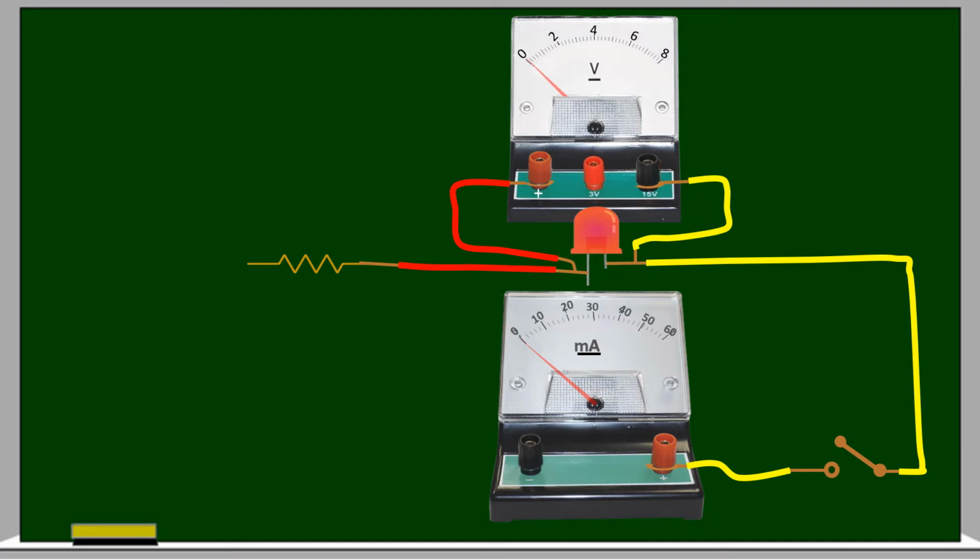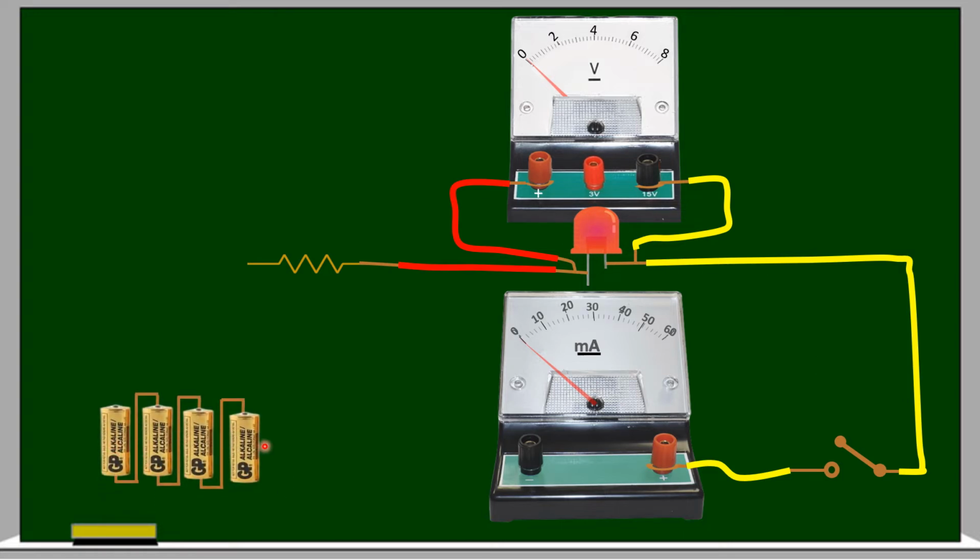I will further increase the voltage, that is the potential difference between the two terminals, anode and cathode, of the LED. Here I am using 4 dry cells connected in series. Okay, so let us complete the circuit. Here I am connecting, and the positive end is connected here. Now let us close the key.